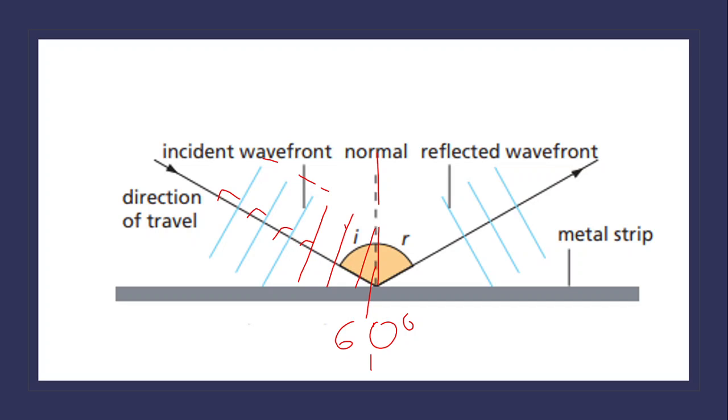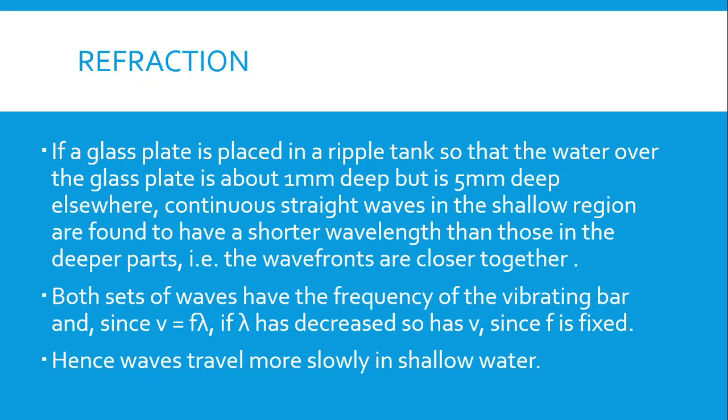If this shows the first set of crests, then this shows the second set of crests. So the distance from one wavefront to the other wavefront is one wavelength. In the case of reflection, there is no difference in the wavelength, speed, or anything. There is just a difference in the direction of incident and reflected waves. However, over here, we notice that the wavelength shortens in the shallow part, and the wavefronts come closer together.